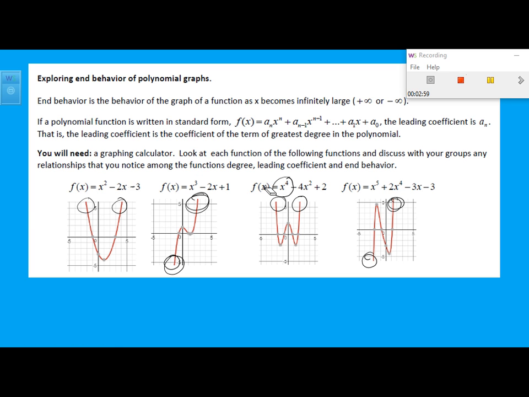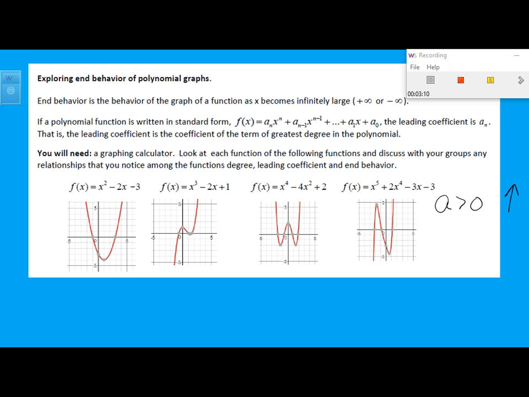Now, let's put all this together real fast because they're really pretty easy to remember. If your a value is positive, meaning a is greater than 0, the right side of your graph is going to be going up no matter what. Next, look at your power. If your power is even, it's going to match that. If your power is odd, it's going to be the opposite of that.